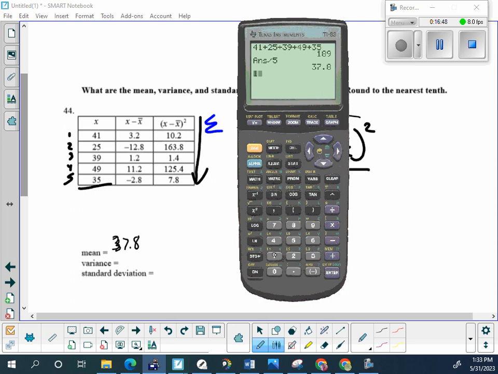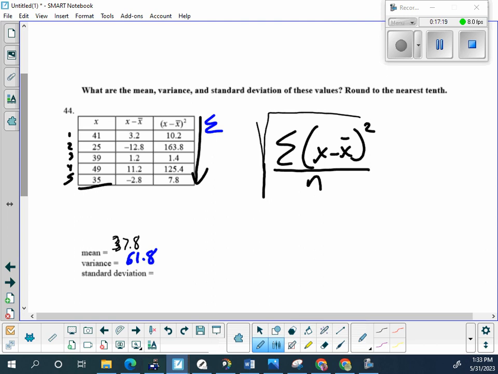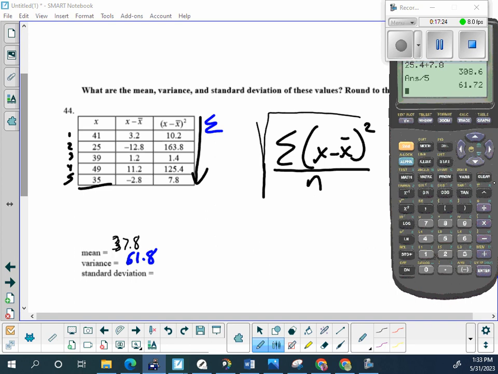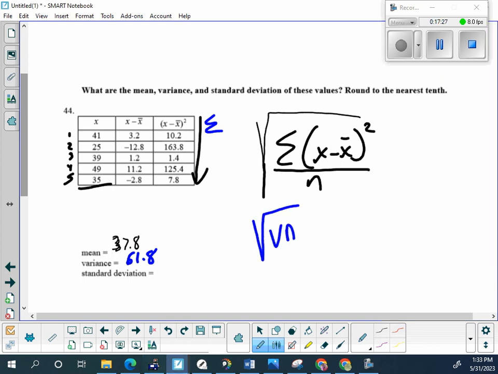So I add 10.2 plus 163.8 plus 1.4 plus 125.4. Double check my calculator, make sure I'm entering it. Plus 7.8. Enter, 308.6. I'm going to divide that by 5, my n value, and I get my variance is 61.8. Okay, now to get my standard deviation, I'm going to take the square root of the variance.